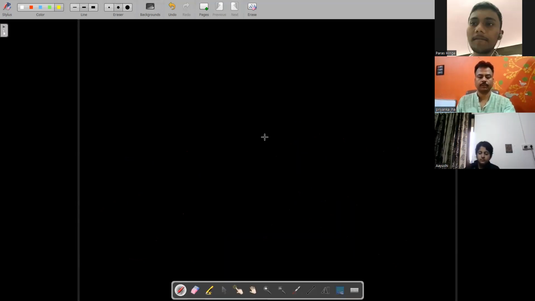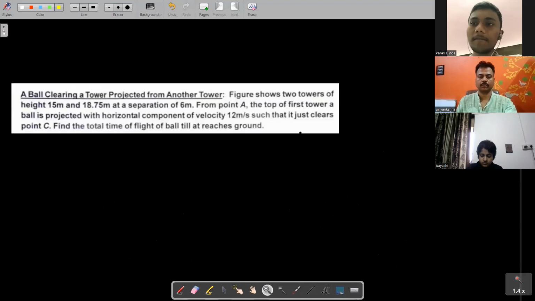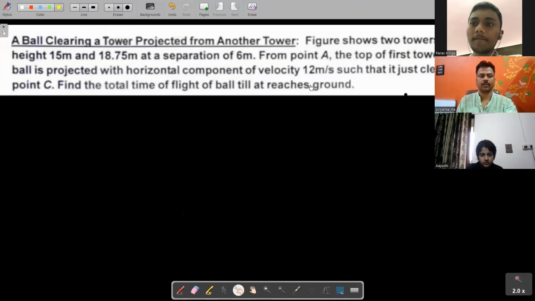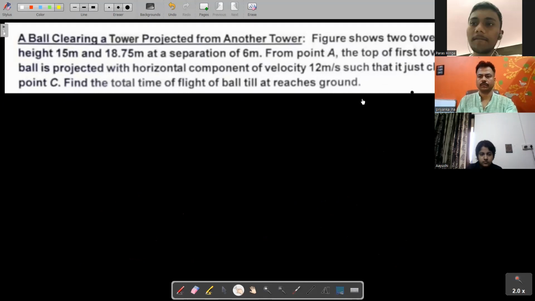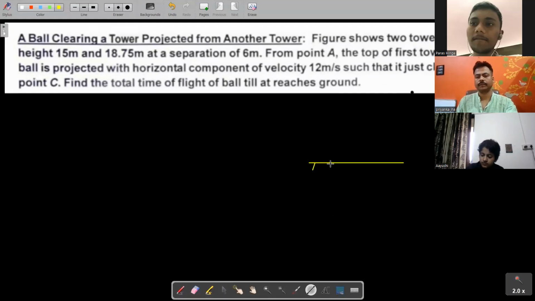Last question. This is the question. I will draw the diagram. The diagram is like this. This is the ground. This is one tower, and this is another tower. This is tower A. This is tower B.